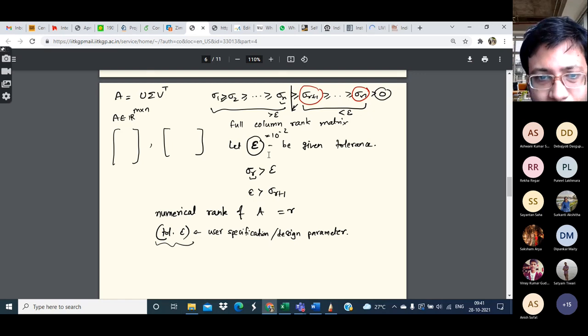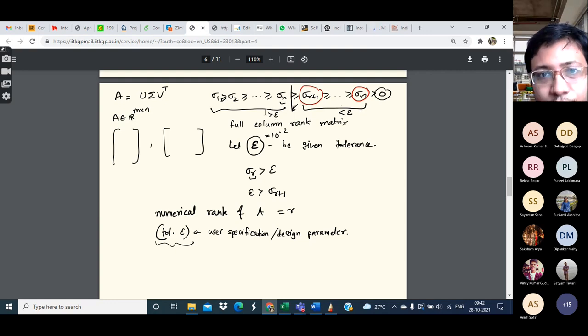Now let's define a quantity epsilon which is greater than, say, sigma r plus 1, sigma r plus 2, up to sigma n. These singular values are all sorted according to their magnitude. Let us say that epsilon is any value that has been given to you. What you do is basically partition these singular values into those greater than epsilon and those less than epsilon.